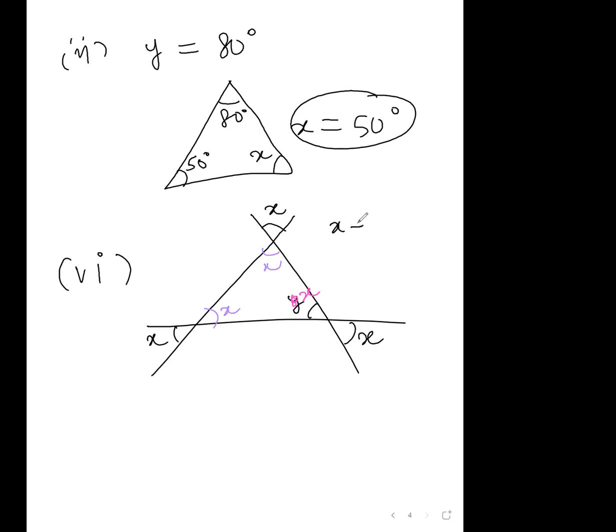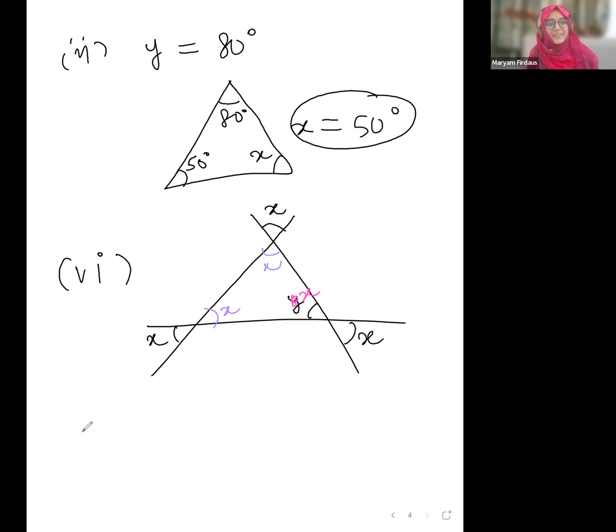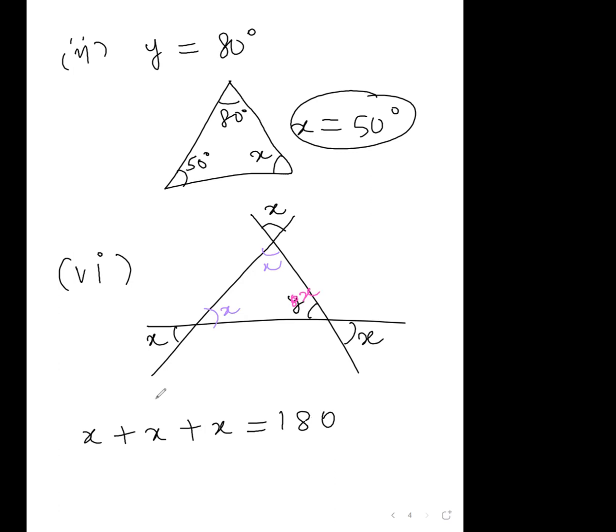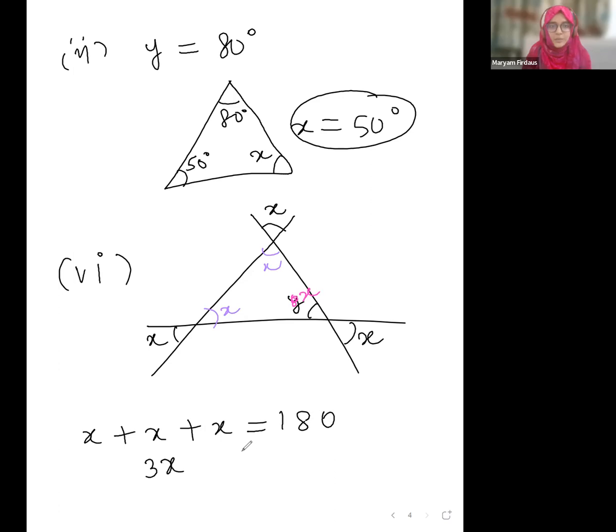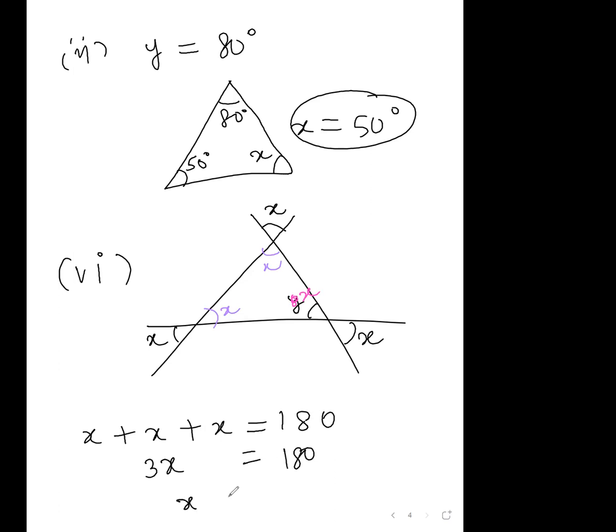Then how will we find all the 3x? Okay. x plus x plus x is 180. That's a good question, Hiba. Hiba, if I have one apple plus one apple plus one apple, how many apples do I have? 3x. Very good. 3x equals 180.